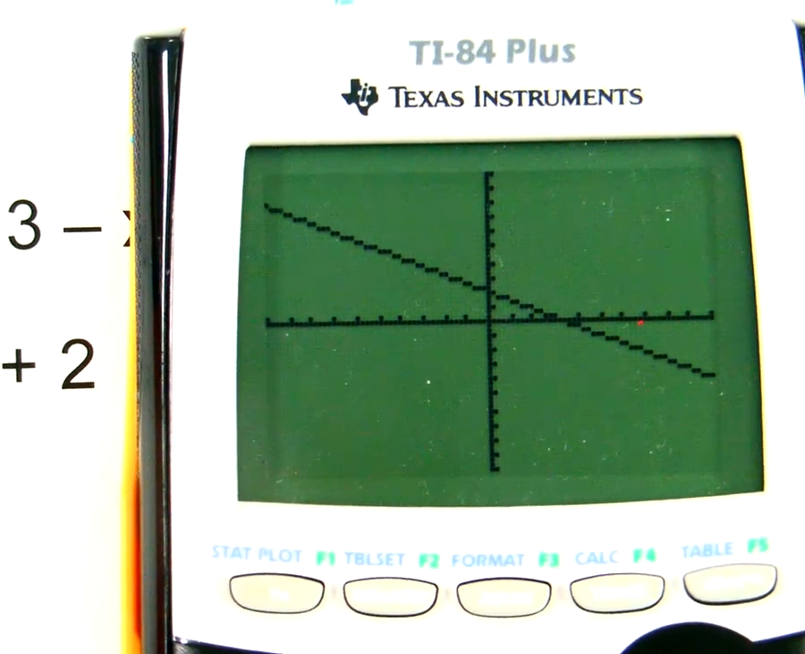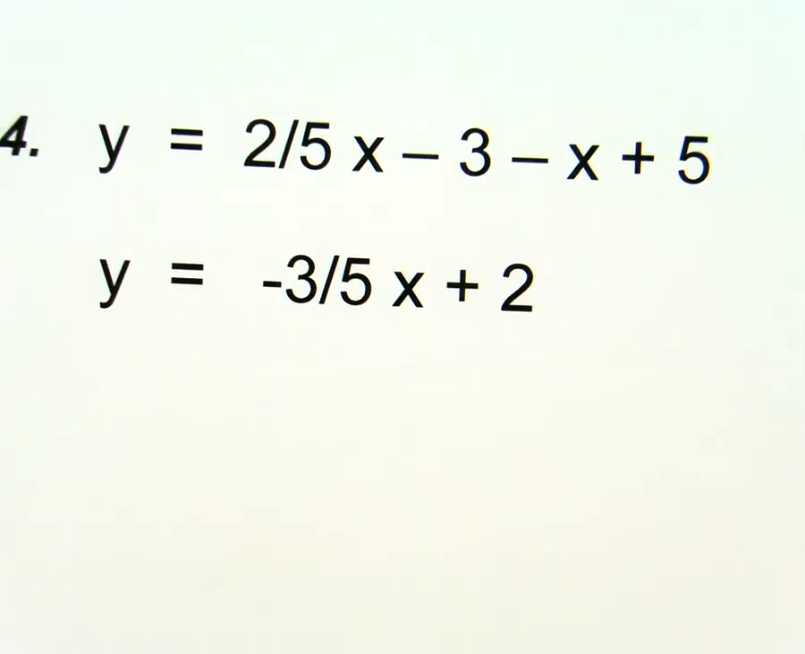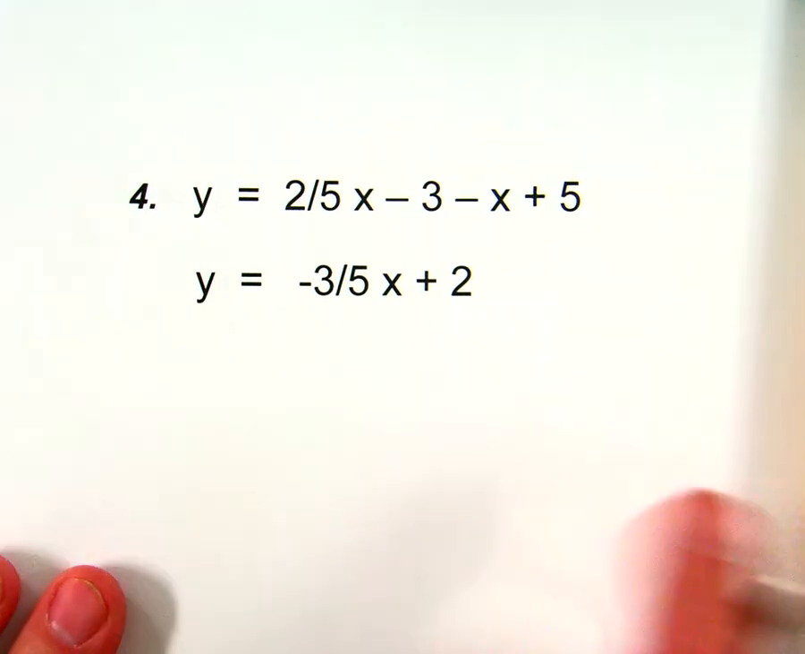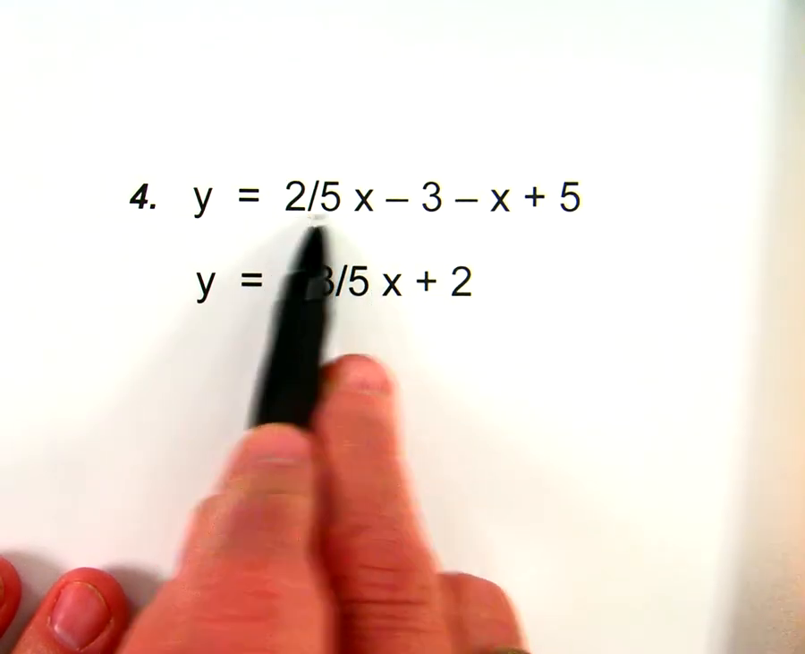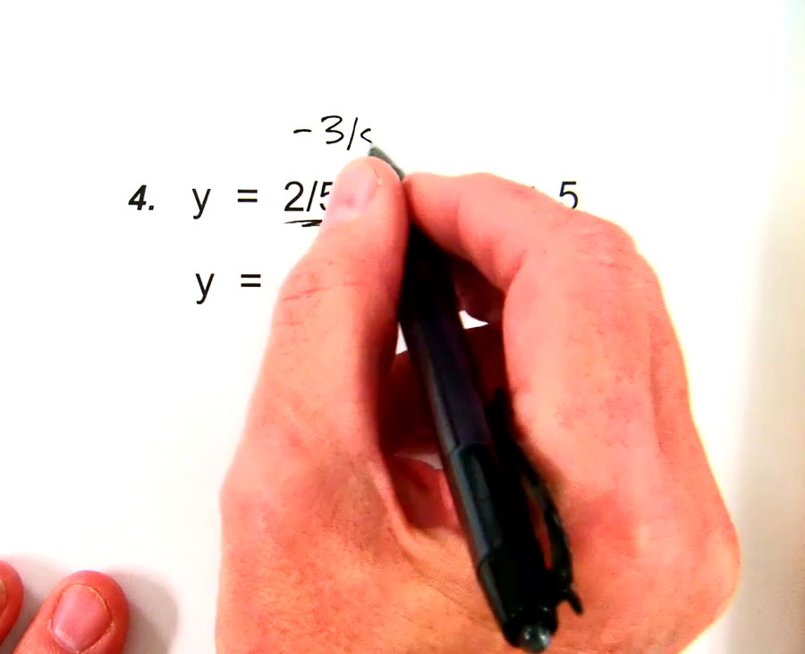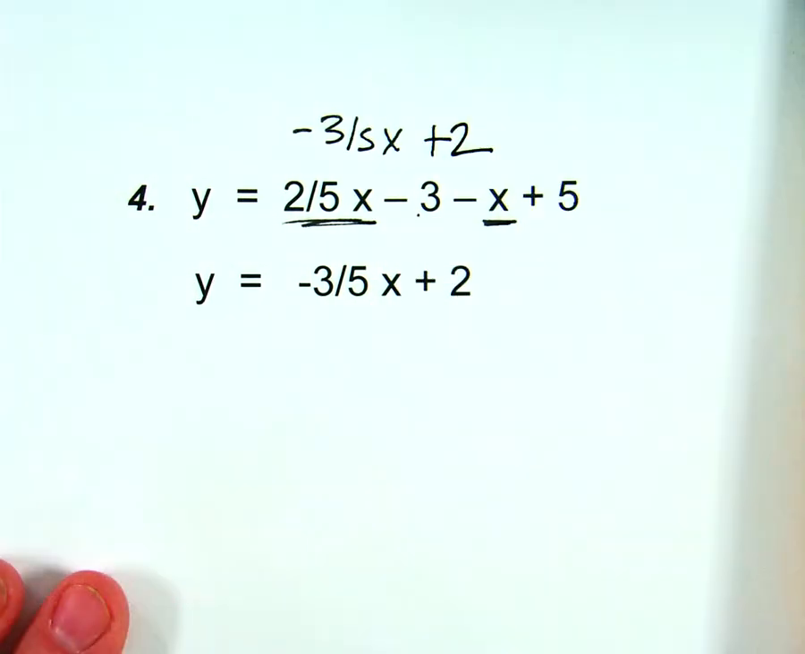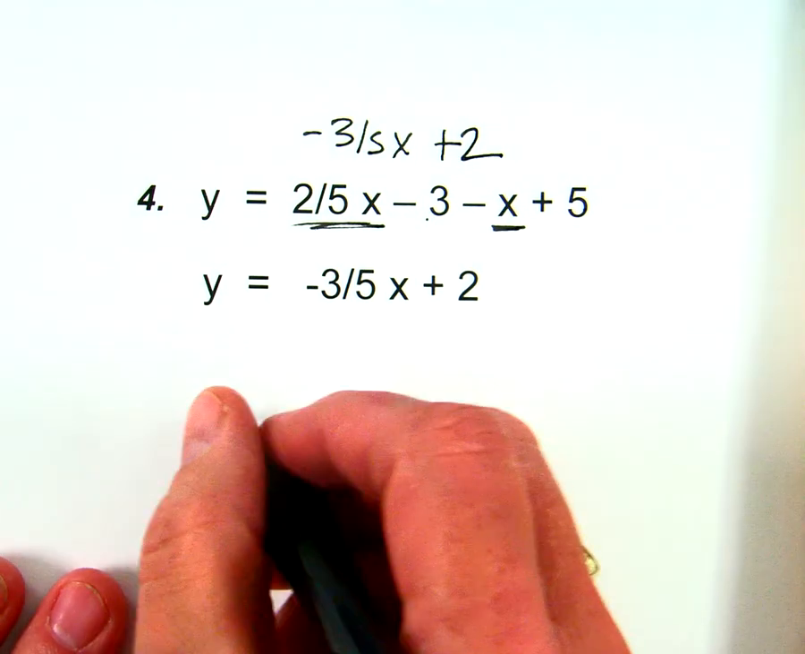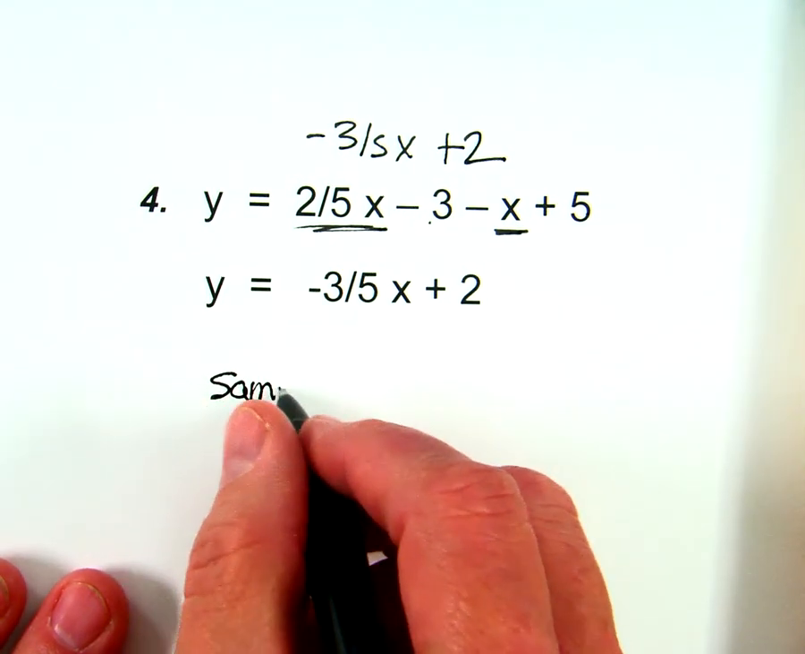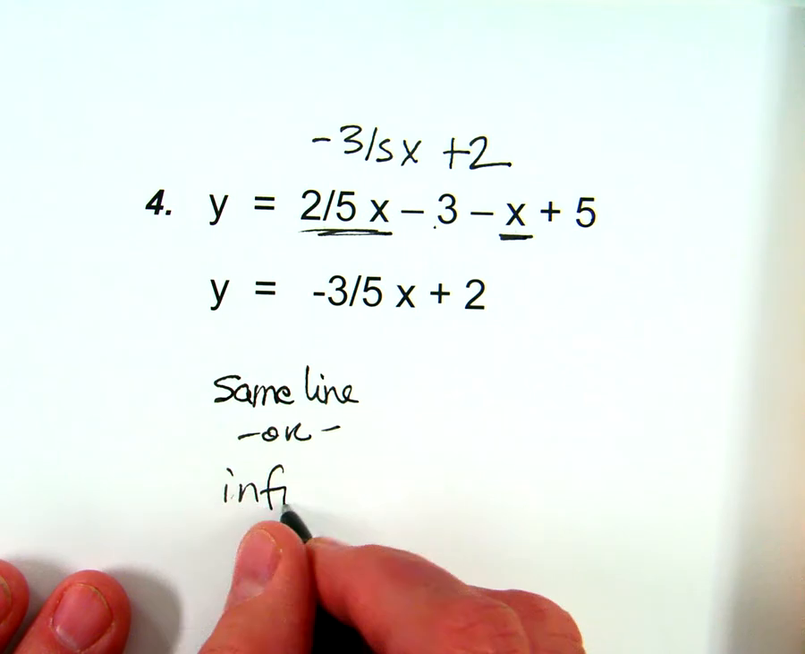Well, looky there. It's the same line. Does everybody see it's the same line? Let's go back to look at this and see if we'd simplified it, we can tell that it's the same line. 2/5 x minus x is negative 3/5 x. And 5 minus 3 is plus 2. They were the same equation. So what we should put here is that it's the same line, or that there are an infinite number of solutions.